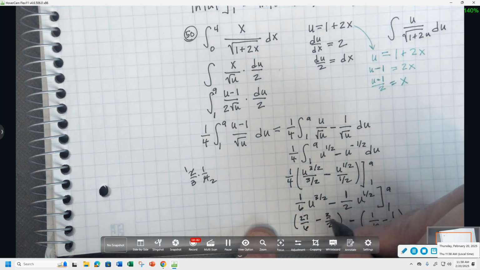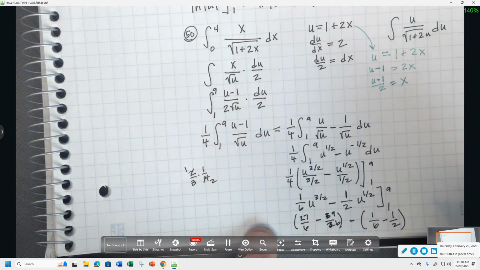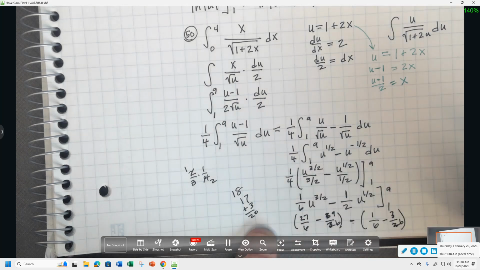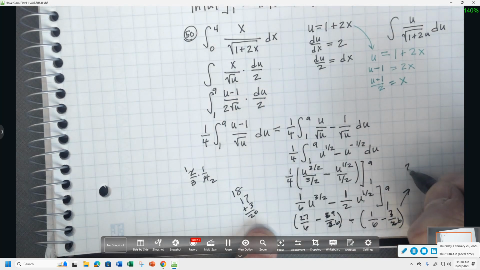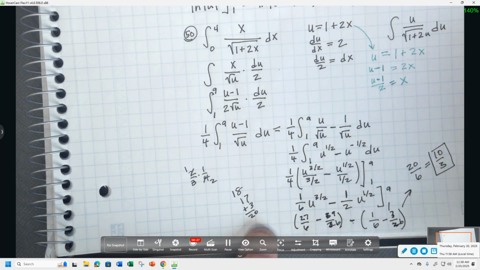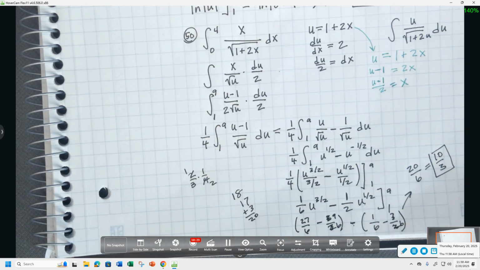It's a lot of stuff. Make this all over 6. So make this 9 over 6. Make this 3 over 6. I got 27 minus 9. That's 18. Minus 1, down to 17. Minus a negative 3, so that's adding 3. I'm up to 20. It looks to me like I got 20 over 6, which would be 10 over 3. Complaints?